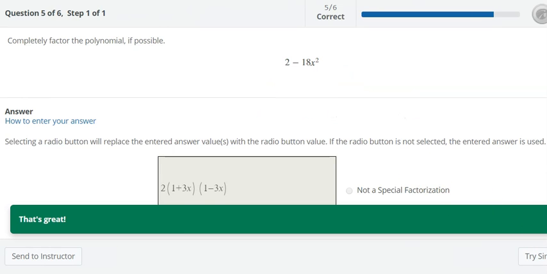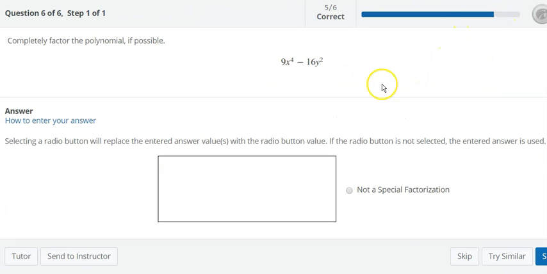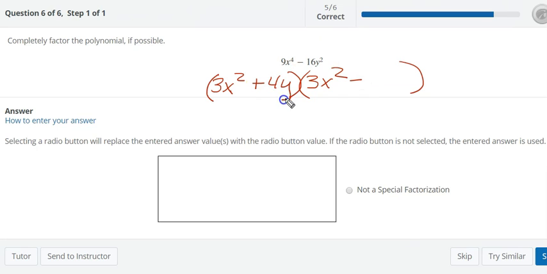Let's go on. Almost finished. Our bar is almost complete. Now this one again is the difference of perfect squares, and we'll factor into its conjugates. Now notice it's x to the fourth, so this is going to be 3x squared. 3x squared. One is plus, one is minus, and then the square root of this is 4y. And be careful of your exponents.